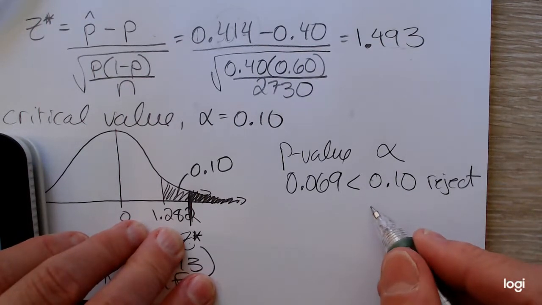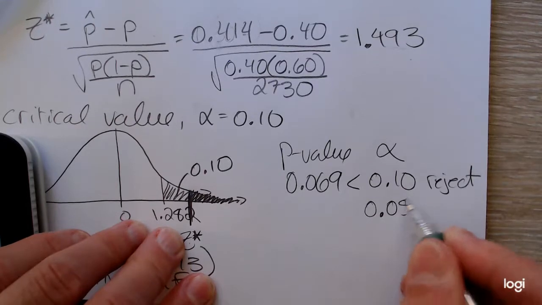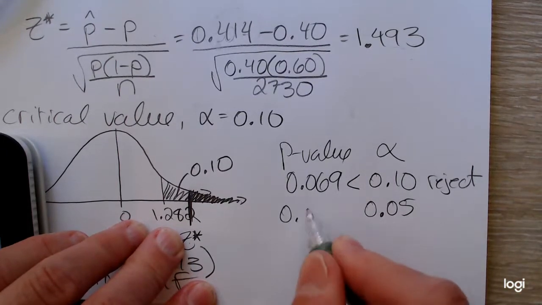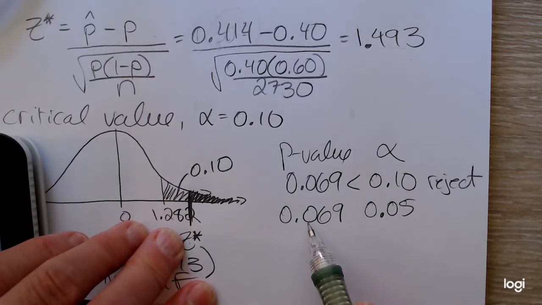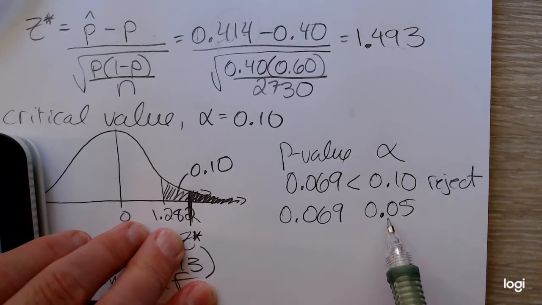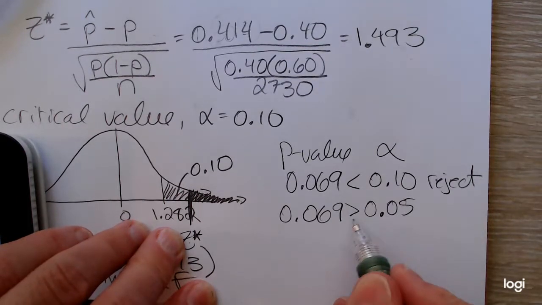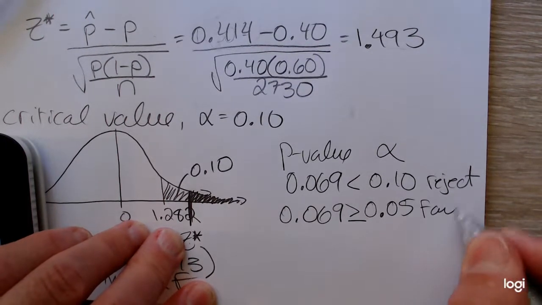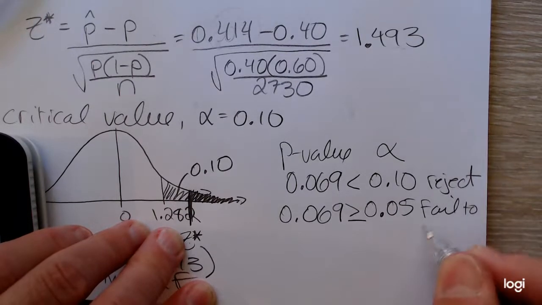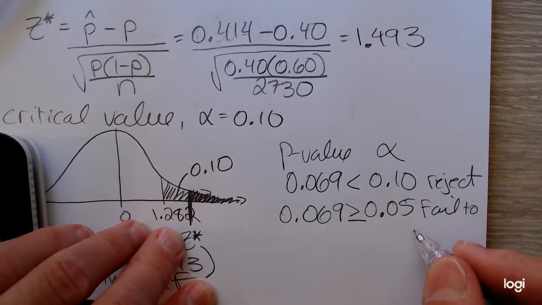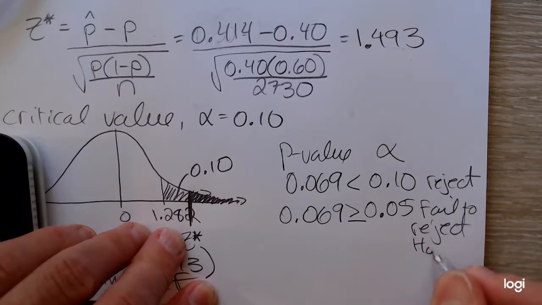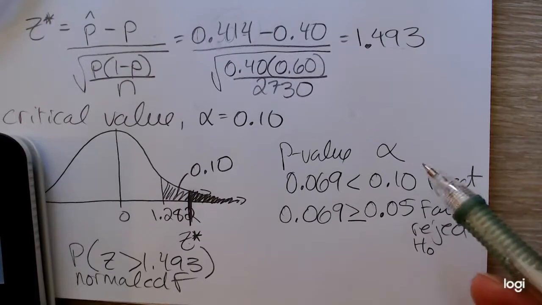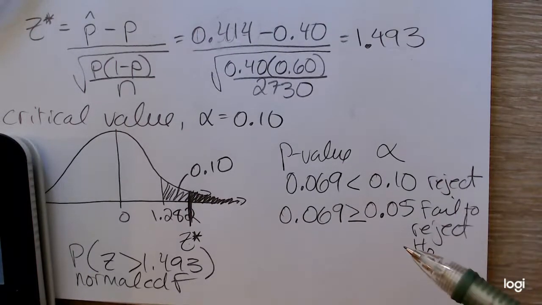If I changed my level of significance, however, to 0.05, the decision would change. The p-value is no longer less than the level of significance, it's greater than or equal to. So if our level of significance was 0.05, the decision would be to fail to reject the null. So it is possible to reject at one level of significance and fail to reject at another.